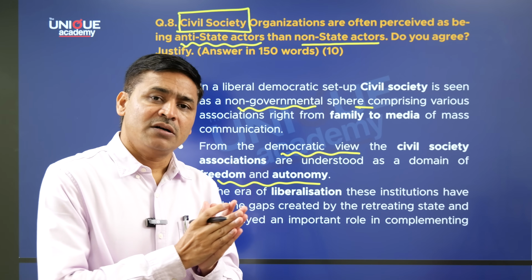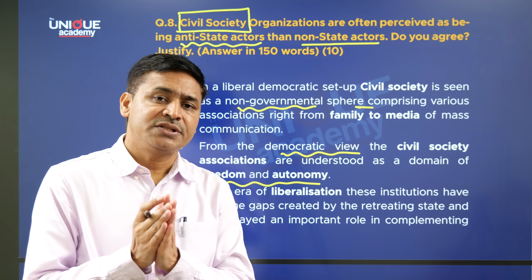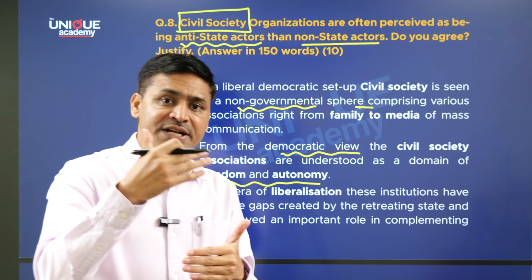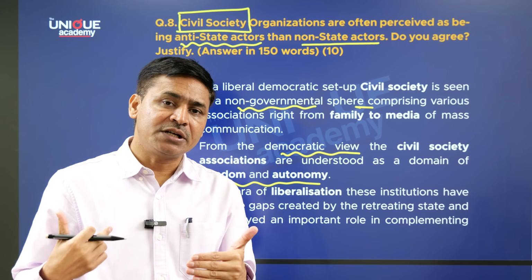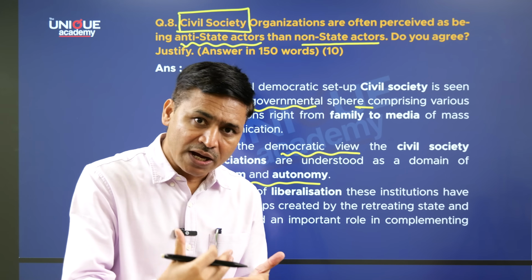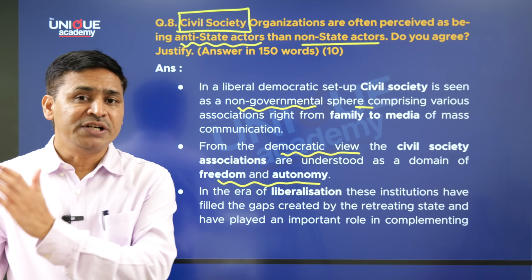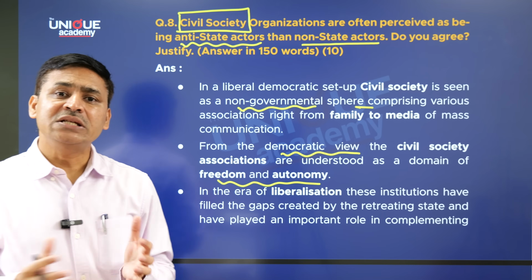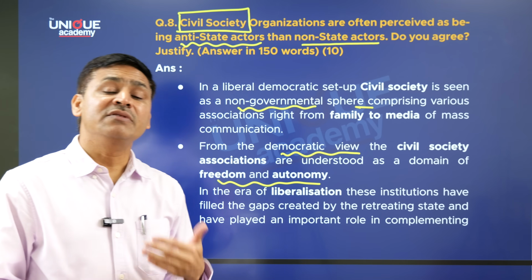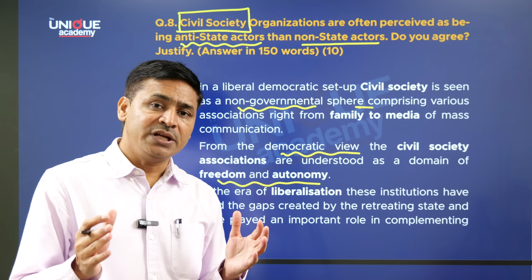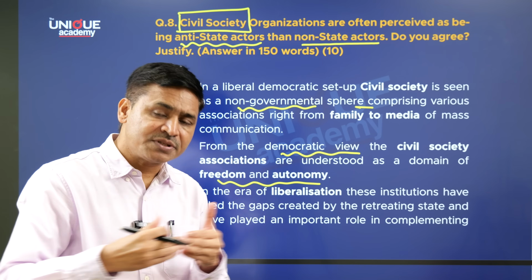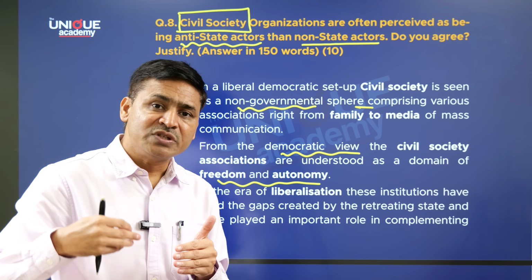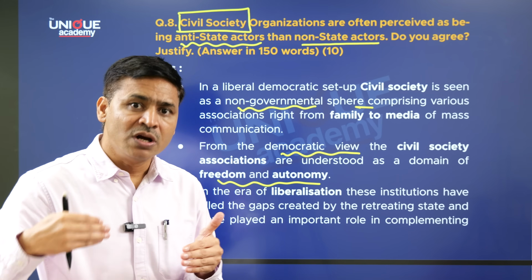And what is that? In the era of liberalization, the state has retreated from so many domains, and the vacuum created because of the rollback and retreat of the state is filled up by the NGOs, the voluntary associations, the private sector, and all these are taken as part and parcel of the civil society. So what has happened broadly in the era of liberalization? The retreat of the state on one hand, and a number of organizations, associations which are part of civil society have come forward.